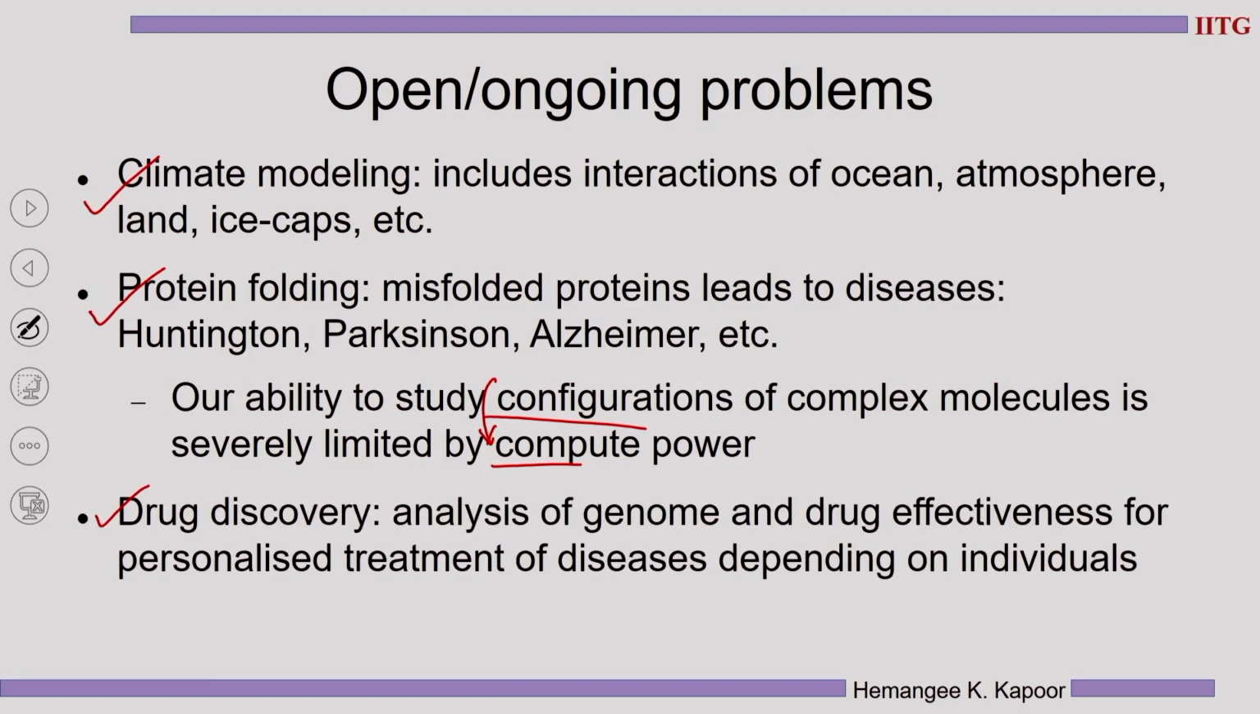So we are analyzing the genome and we want to understand the effect of a drug on a particular disease, or to give personalized treatment. So you want to give a personalized treatment, meaning depending on the individuals. So every individual has a different characteristic. If I can study the individual's characteristic and give a personalized treatment, that is identify what type of a drug would help this particular individual, that would be a very beneficial discovery. So for this, again, we need compute power.